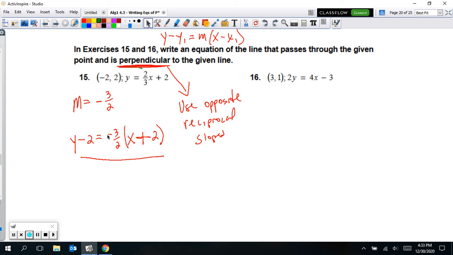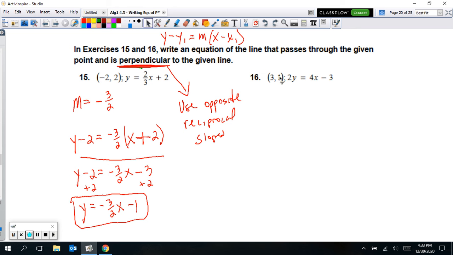So I'm going to distribute the negative 3/2. We'll start off with y minus 2 is equal to the negative 3/2 x, and then negative 3/2 times 2 is going to cross-cancel our 2's and leave us just with that minus 3. The last thing to do is add 2 to both sides. As we add 2, we're going to get a negative 1 now. So y is equal to negative 3/2 x minus 1. And now we can see that from the slope 2/3, the opposite reciprocal slope is here on this equation.